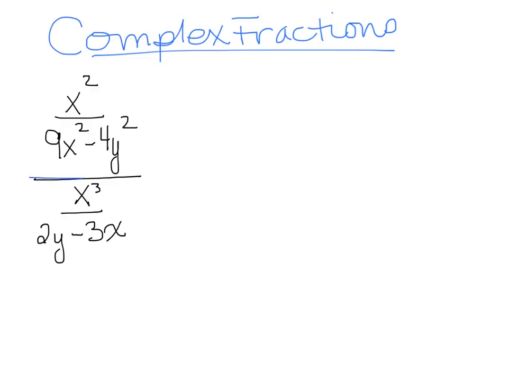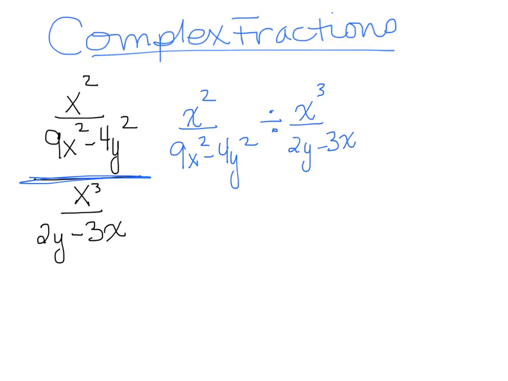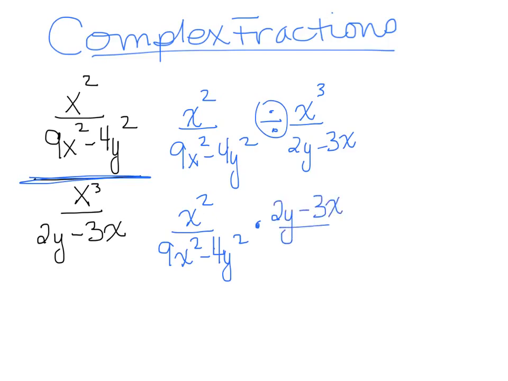Okay, so I think I can identify this one as the main division bar, so that one's going to become my division symbol. So I can write this as 9x squared minus 4y squared, divided by x cubed over 2y minus 3x. And of course now I'm going to call that division right here as times reciprocal. So the first one, as you remember, always stays the same, but it is times the reciprocal now. So change to the reciprocal of the second number, or the second rational expression.